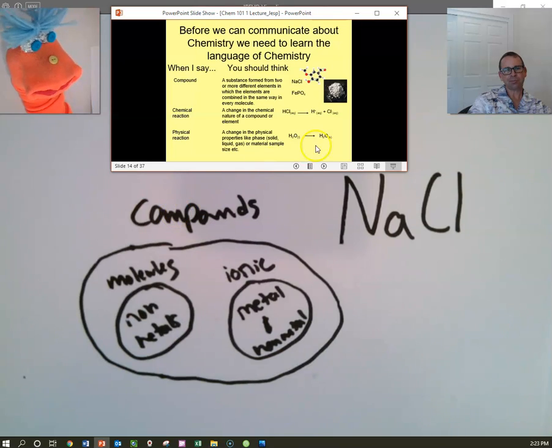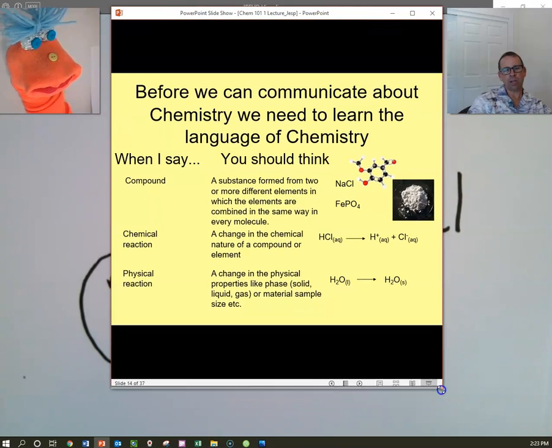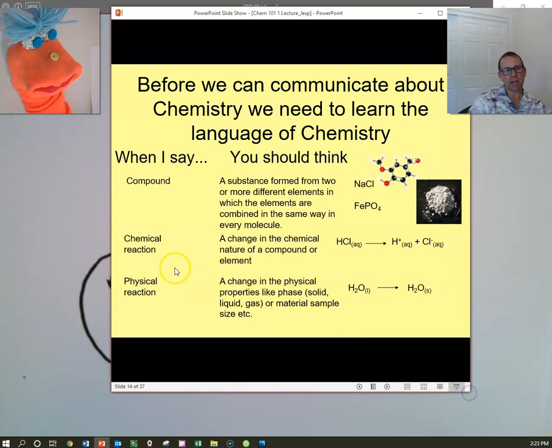So compounds, any combination of elements, whether molecular or ionic, are compounds. Now, we also want to introduce this idea of a chemical reaction. You've probably seen this in your chemistry classes before, where chemistry occurs. You start off with a compound, and now the compound is interacting differently. In this case, we're separating the hydrogen and the chlorine from each other into ions, actually. We'll talk more about what ions mean later, but ions are charged atoms. Whereas in a physical reaction, we just take the same compound and there's no change in the chemistry.